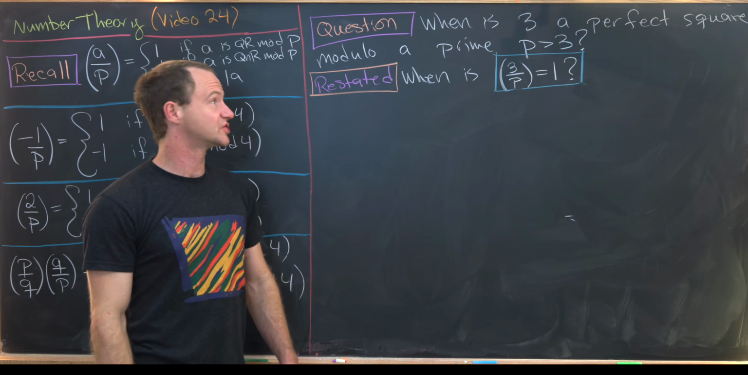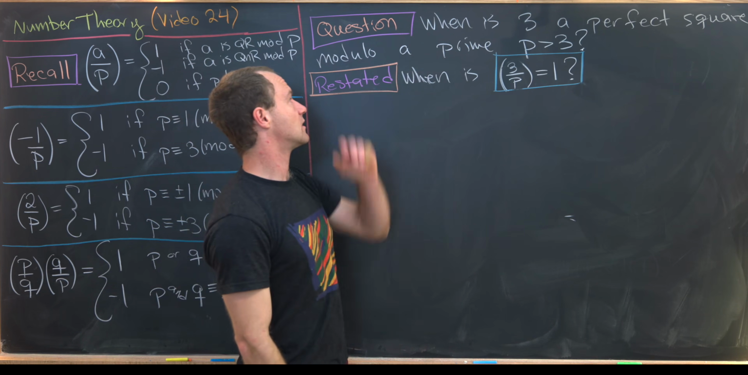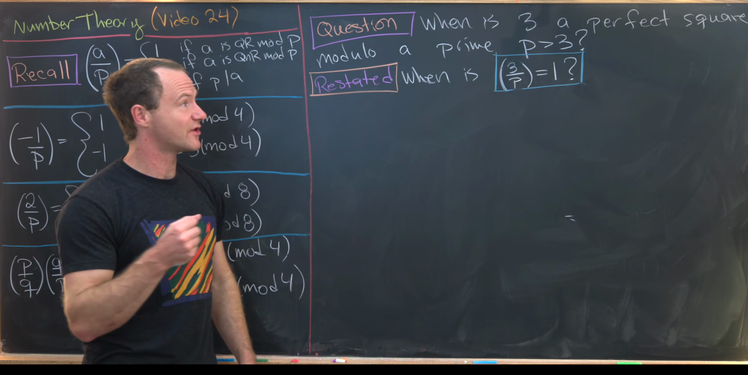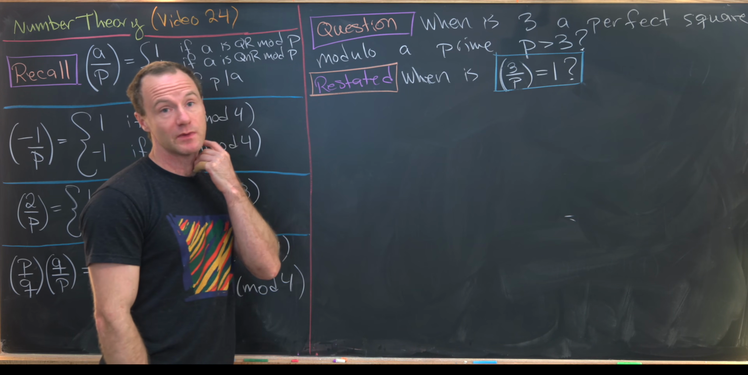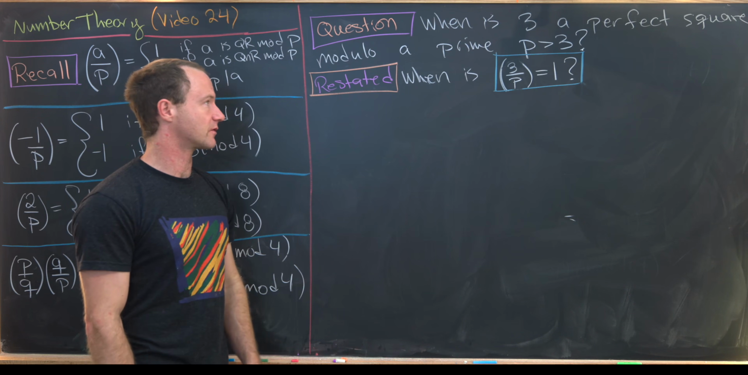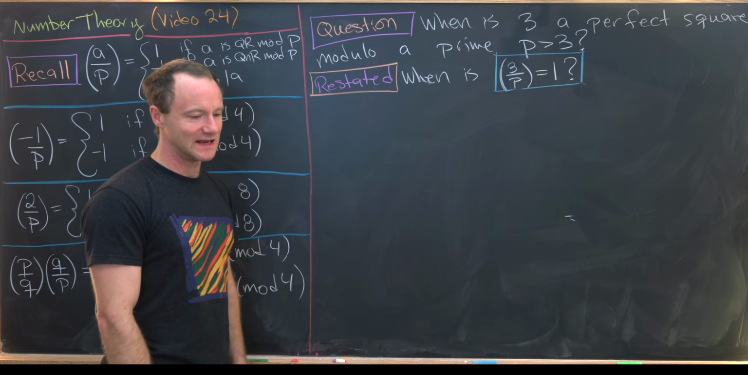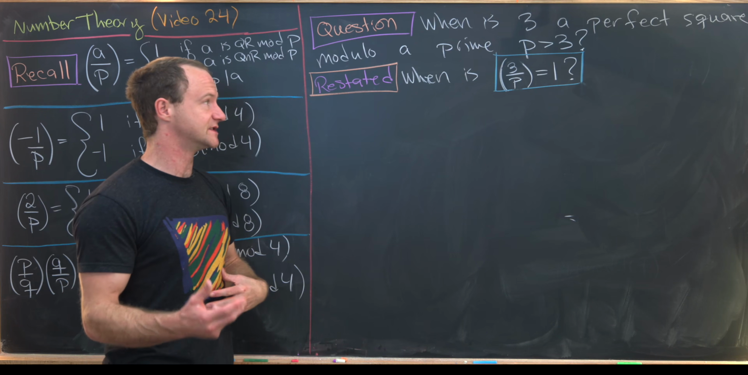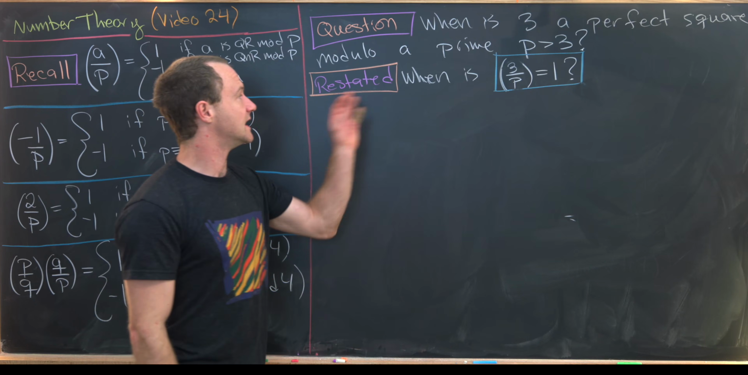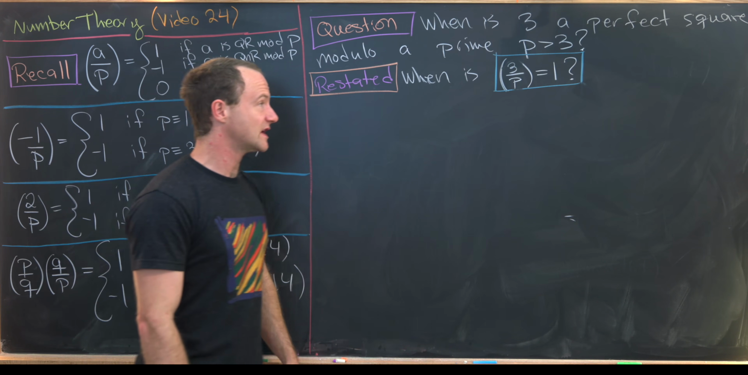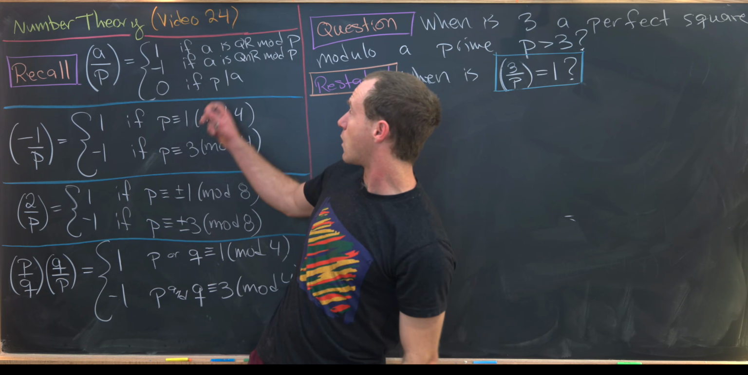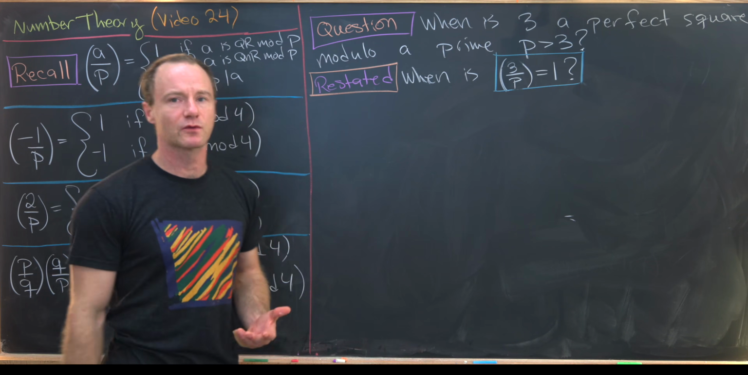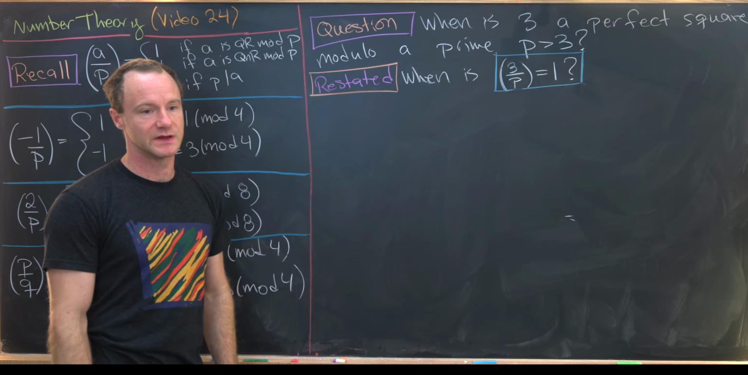Now we're going to look at a more interesting example. We'll answer the following question: when is 3 a perfect square modulo a prime p, which is bigger than 3? Or restated in the language of quadratic residues and the Legendre symbol, when is 3 by p equal to 1? Notice that means that 3 would be a quadratic residue mod p, in other words, a perfect square mod p.